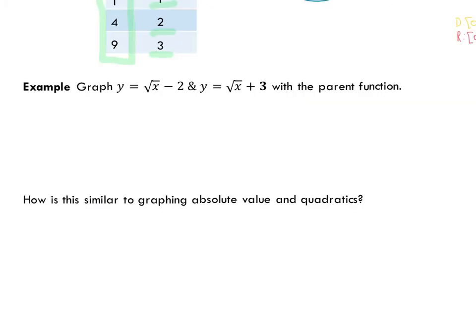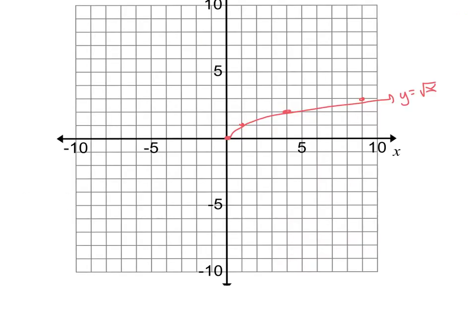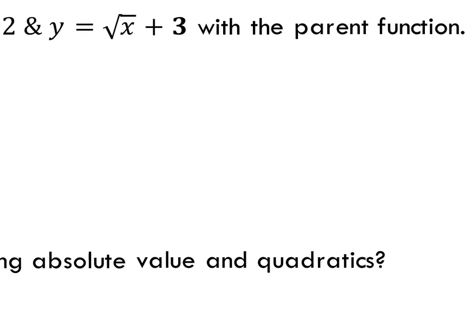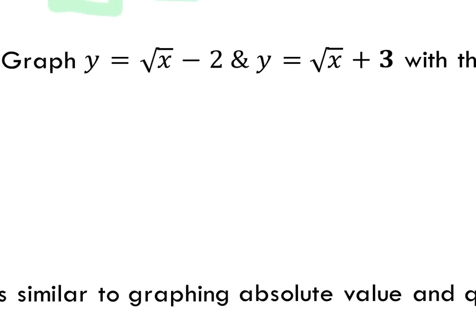So it's been a while since we've done graphing, so we're just going to review the different shifts and things of that nature. So notice we're going to graph y equals the square root of x minus 2 and y equals the square root of x plus 3 with our parent function. Now we've graphed the parent function earlier, so I'm just going to put it on our current grid. So notice we've just graphed y equals the square root of x. So remember, we're going to look at our different shifts, and I'm going to do an xy table.